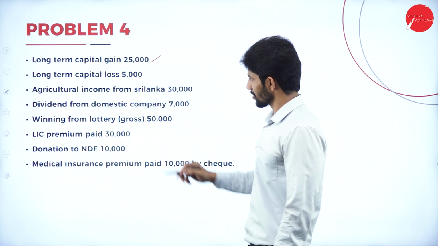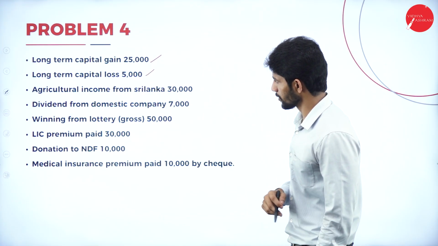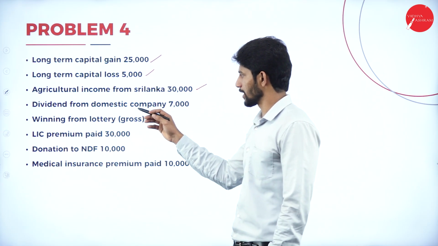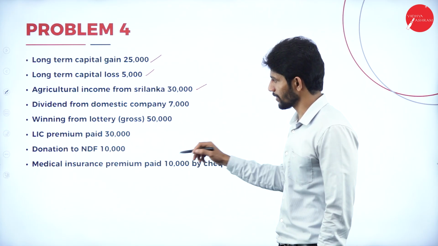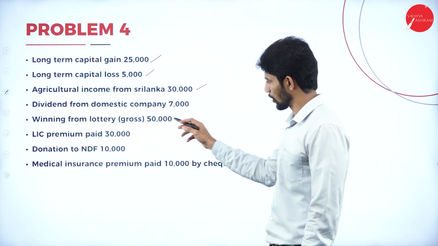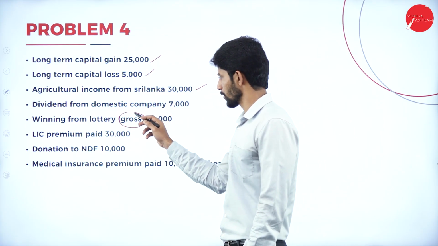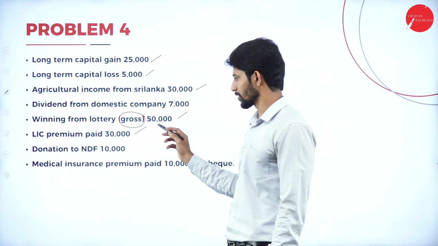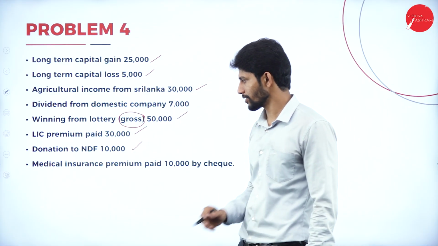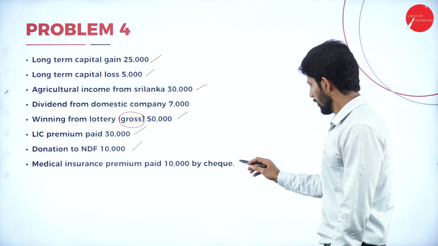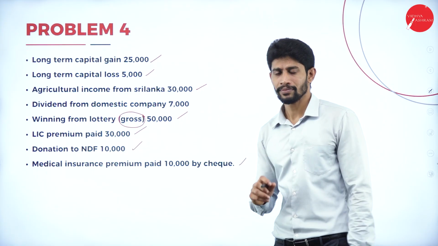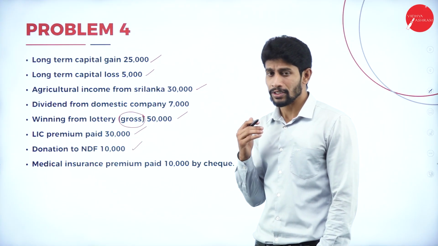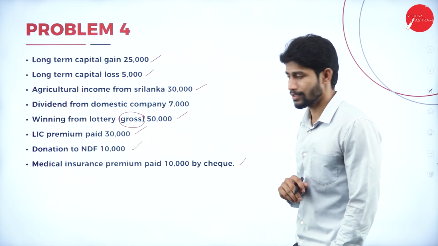Long-term capital loss 5,000. Agricultural income from Sri Lanka rupees 30,000. Next, dividend from domestic company 7,000. Winning from lottery, gross. Need not compute this because they are given the gross value, 50,000. LIC premium 30,000. Donation to NDF 10,000. Medical insurance premium paid rupees 10,000 by check. So with this information you are supposed to compute the total income and the tax payable.